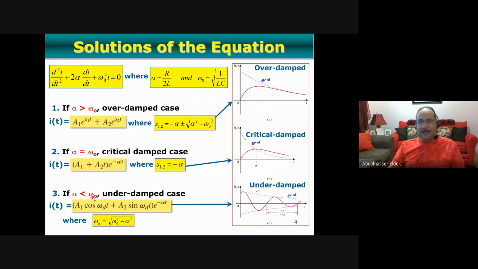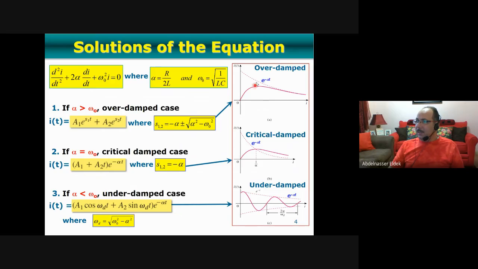If alpha is less than omega, then in this case we call it underdamped. In this case you have this omega d and alpha. Omega d is the square root of omega 0 square minus alpha square. So you just use these formulas to find the values.